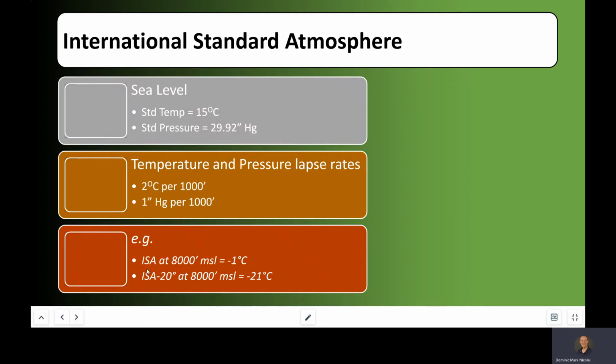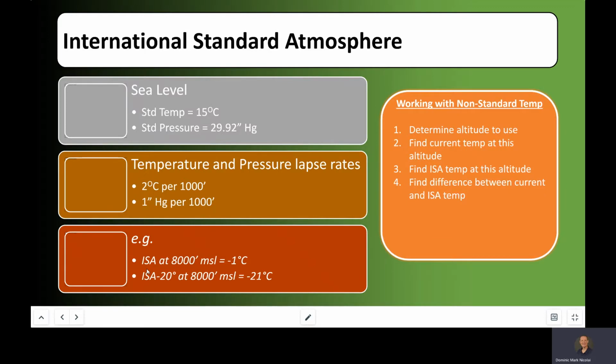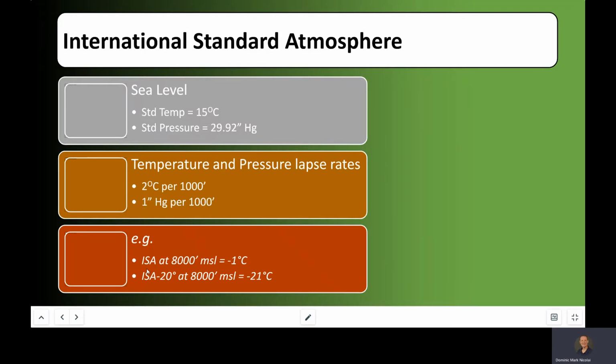International Standard Atmosphere. This is something that you have to know going into performance calculations, as this information will not be given to you. Right? Sea level. Standard temperature at sea level is 15 degrees Celsius. Now, most of you are going, duh, I already know that, got it. But a lot of pilots are forgetting that it's only at sea level. That's 15 degrees Celsius. And standard pressure is 29.92 inches of mercury.